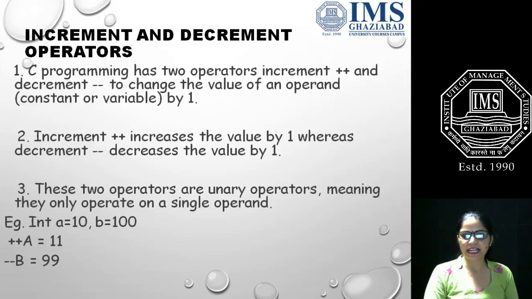Now plus plus a means the value of a is incremented by 1, that is, 10 would become 11. And minus minus b means the value of b is decremented by 1, so 100 would now become 99. So increment and decrement operators are used to increase or decrease the value of the operand by 1. It can be a constant or a variable operand.